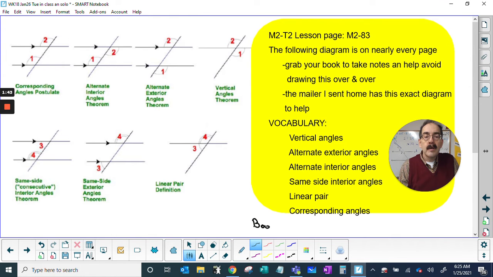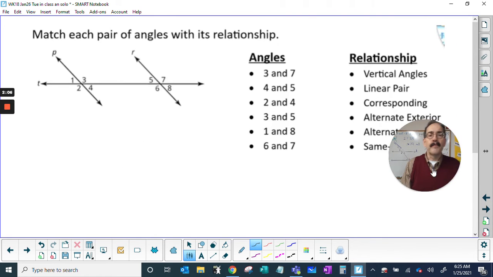Book page M2, 83, 84, 85. You will see this diagram over and over and over. All right, so let's get started. Okay, so we have our list of vocabulary here.